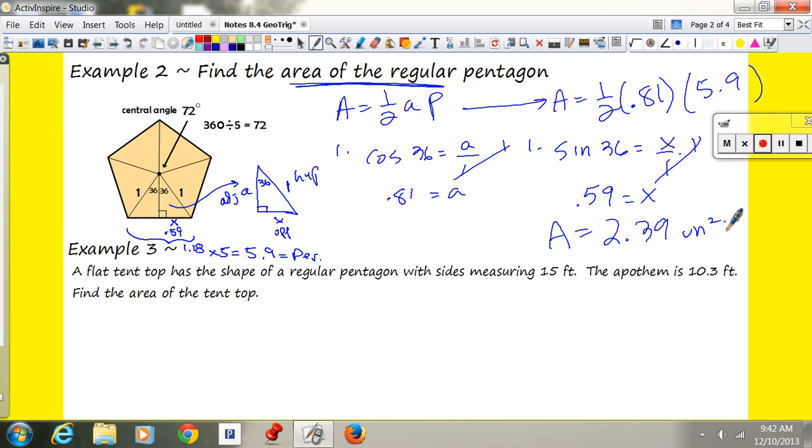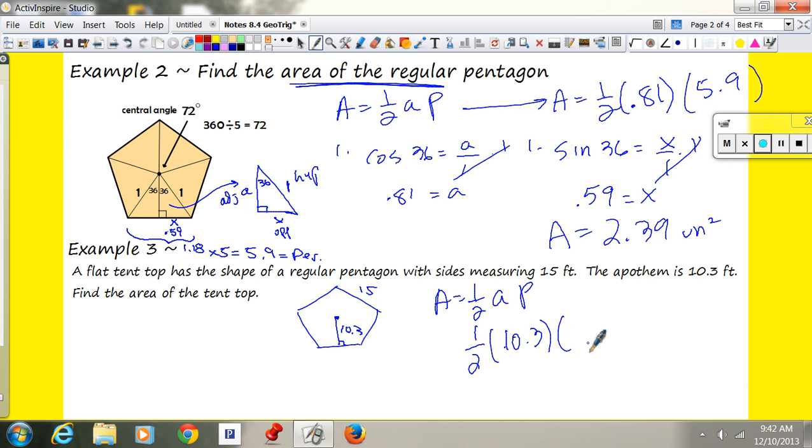Okay, a flat tent top has the shape of a regular pentagon, and it says the sides are 15. It says the apothem is 10.3. So our area equals 1/2 times the A times the P. 1/2 times the apothem times the perimeter. So 1/2 times 10.3.